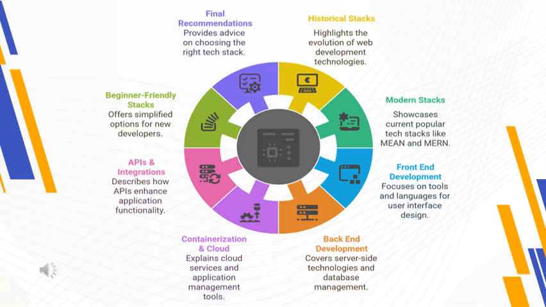Today, some of the most popular tech stacks are MEAN: MongoDB, Express, Angular, Node.js, and MERN: MongoDB, Express, React, Node.js. These stacks use JavaScript for both the front end and back end, which makes development faster and more efficient. These are widely used for building dynamic, scalable web applications.